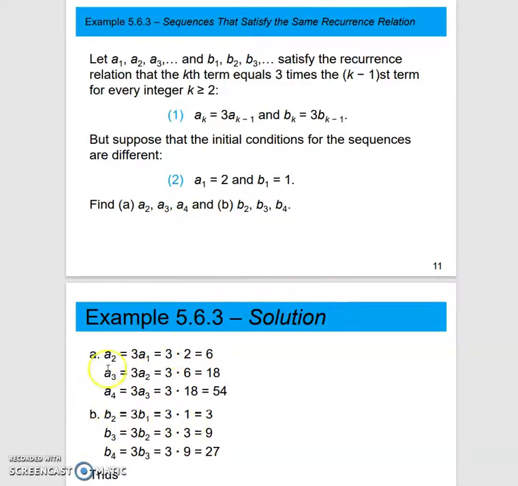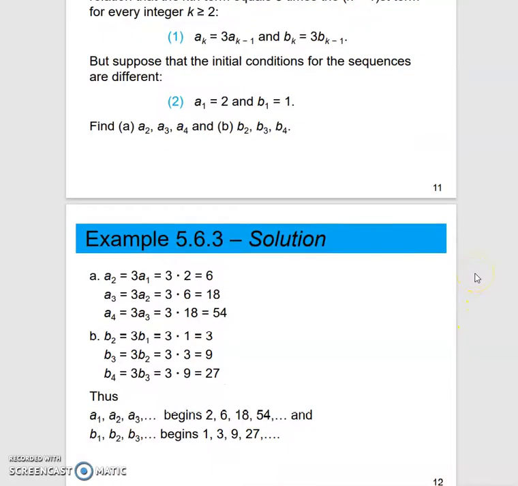So here we've got written out, I get A2 is 6, A3 is 18, A4 is 54, B2 is 3, B3 is 9, and B4 is 27. And again, we could then also write those as the first few terms, and then comma, dot, dot, dot if we wanted to.